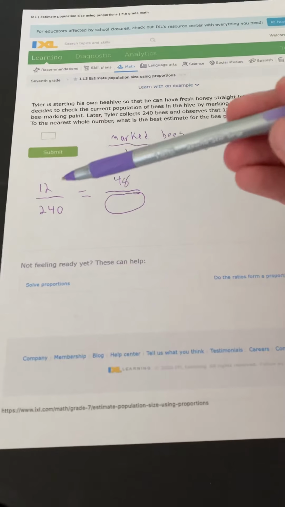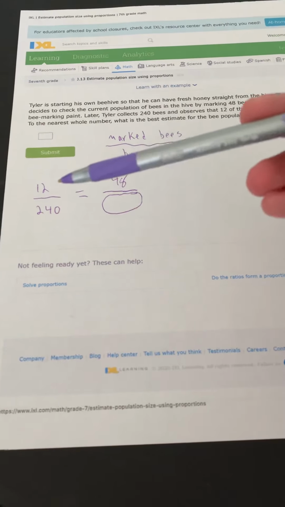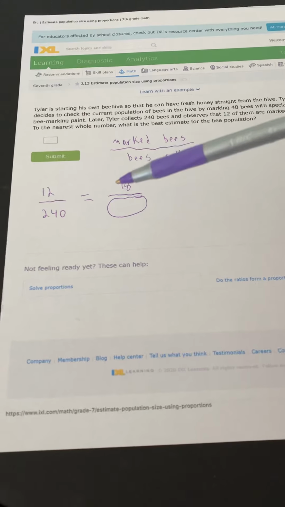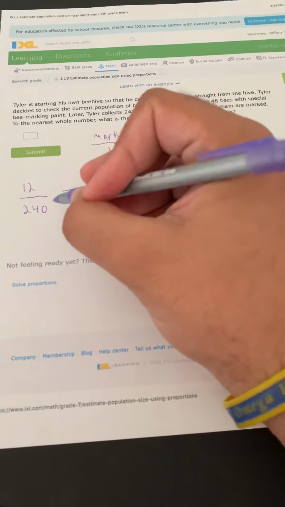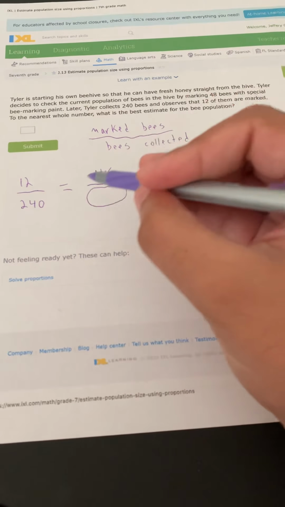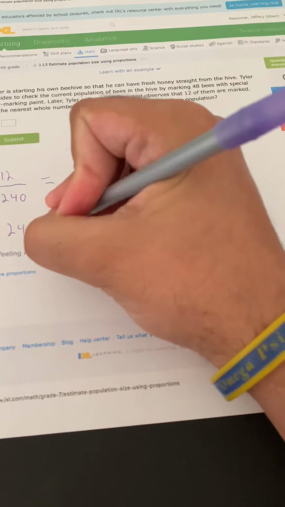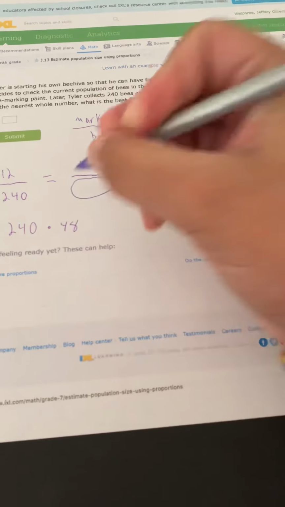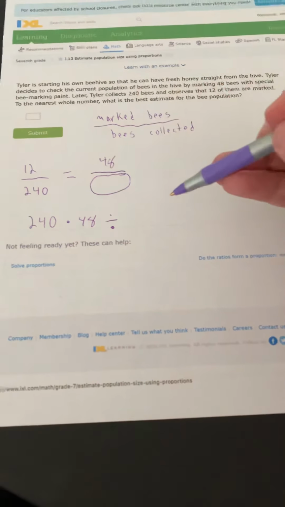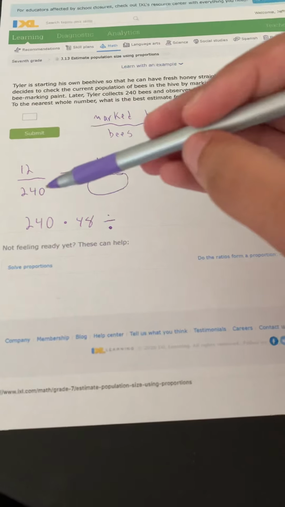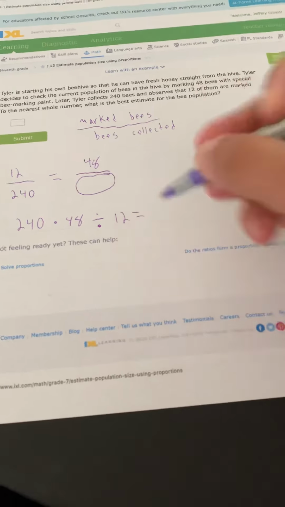So you can scale up. So you can be like, oh, 12 times 4 is 48. So I got to do 240 times 4 to get this. But sometimes you can't just scale up or scale down easily. So the way that's always going to work with proportions is you're going to cross multiply. So you multiply the two numbers that are directly across from each other. So you do 240 times 48. And then you're going to divide by the leftover number. So the number that we did not multiply is 12. So we're going to divide by 12. And that gets you the answer.